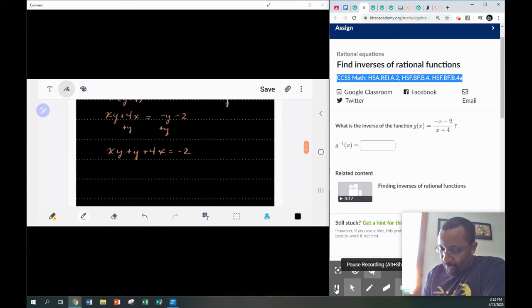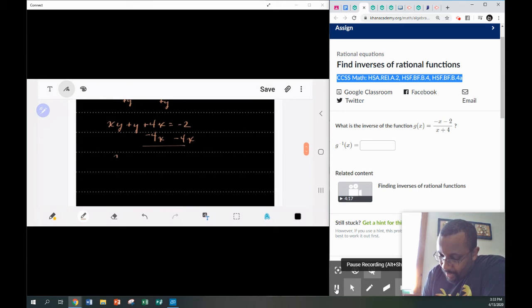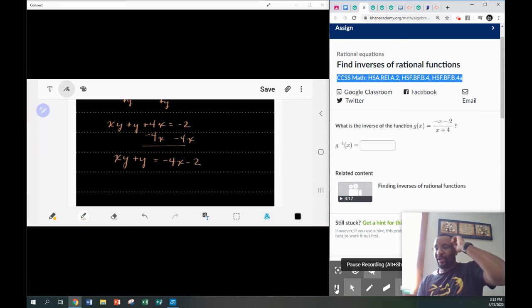Now let's get rid of 4x because that doesn't have y with it. So minus 4x. That leaves me with xy plus y, and on the other side, it's just going to be negative 4x minus 2. So now I have nothing but y on this side. That is good news.